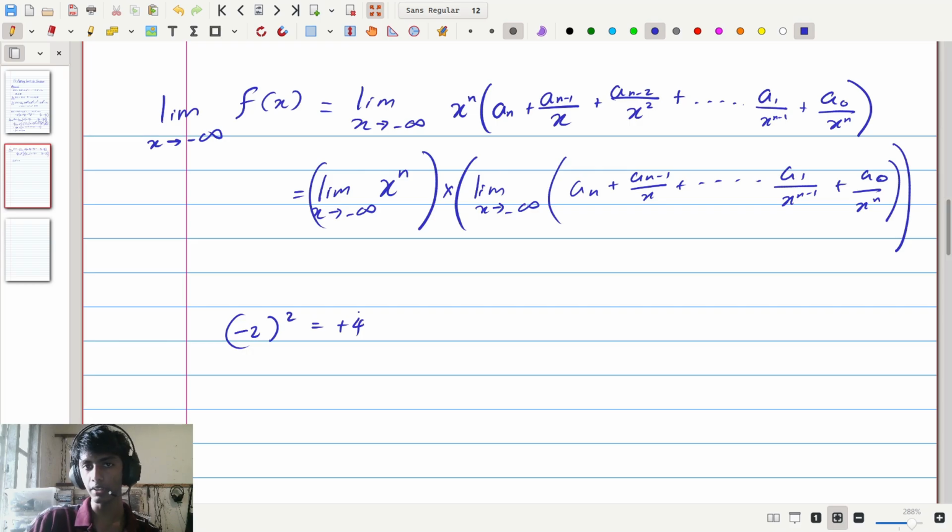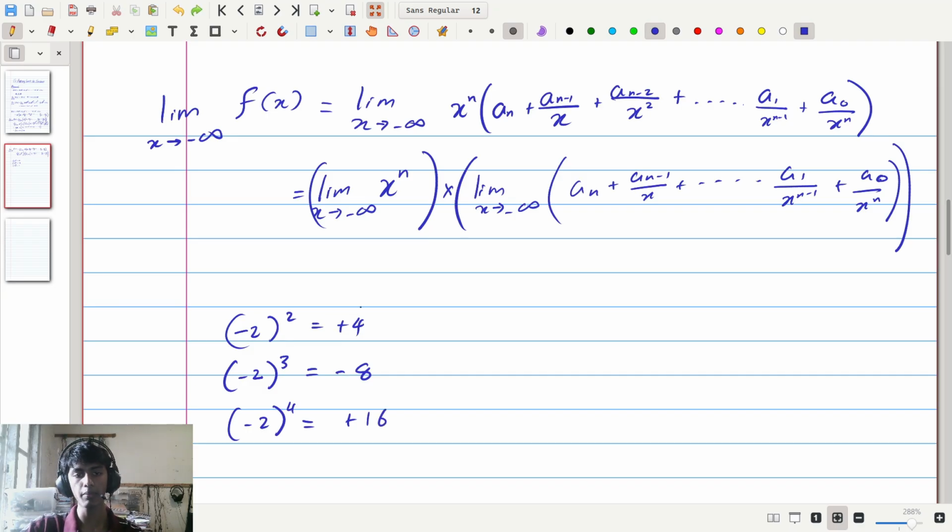If n is an odd number, however, let's say negative 2 to the power of 3, this is going to be equal to negative 8. You can see here the sign is alternating. If I do another even number, the next even number of 4, negative 2 to the power of 4 is positive 16. So here we can see positive, negative, positive, and then of course negative 2 to the power of 1 is negative 2. You can see negative, positive, negative, positive.